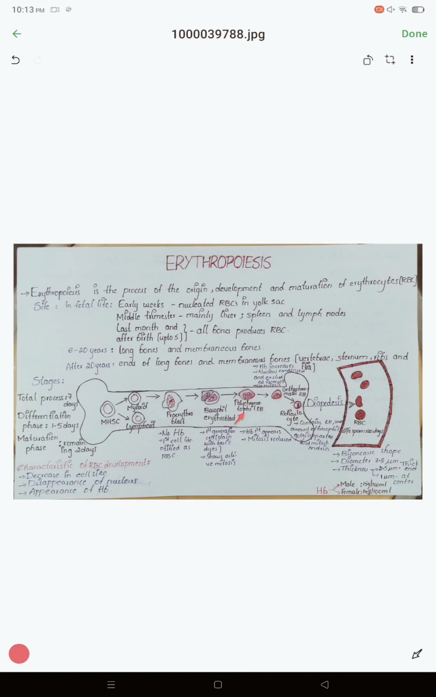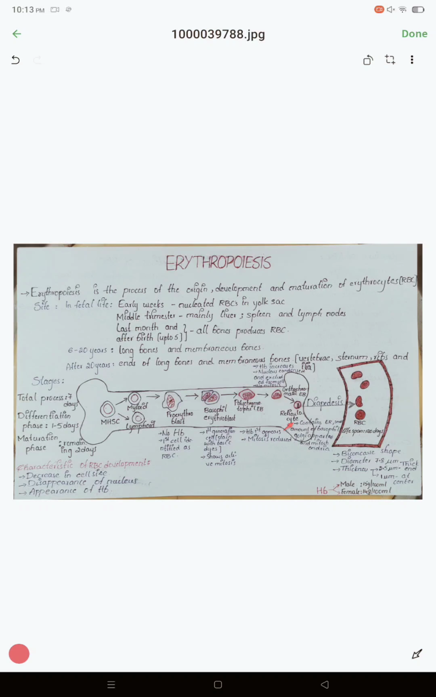In this stage, we observe first hemoglobin appearance and reduction in mitosis compared to the previous stage, and it later develops into the fourth stage known as orthochromatic erythroblast. Here we see increase in hemoglobin and the nucleus starts to condense and is extruded from the cell. That means no mitosis takes place. After extrusion of the nucleus, it transforms to the reticulocyte stage, which is the fifth stage.